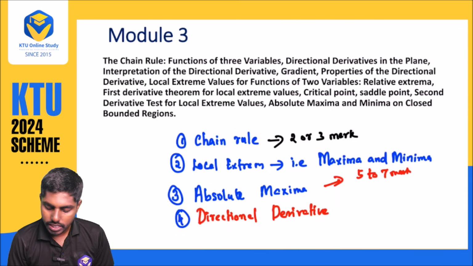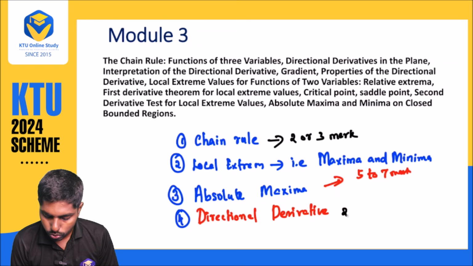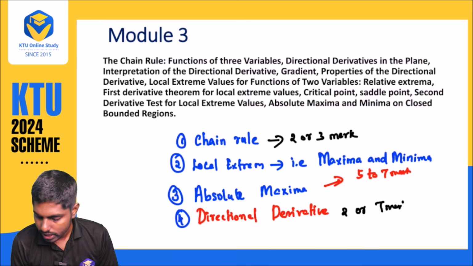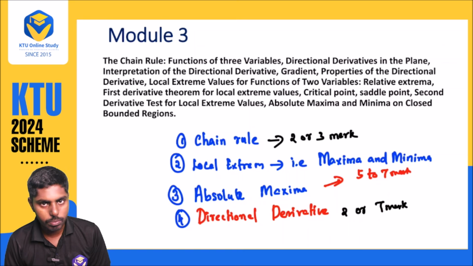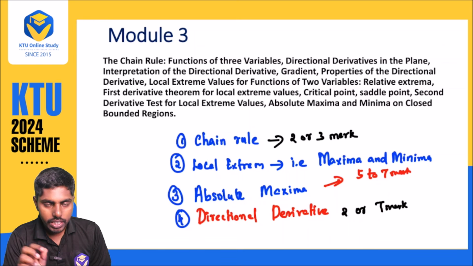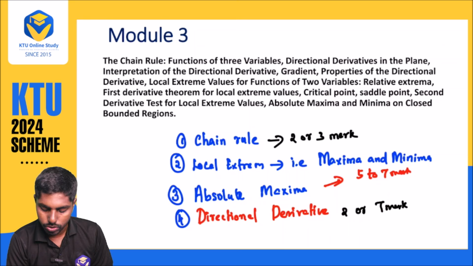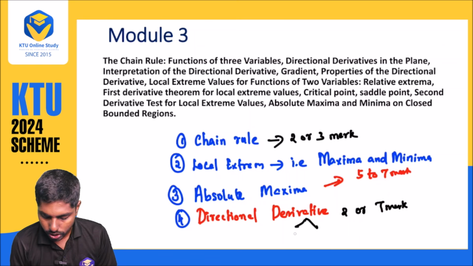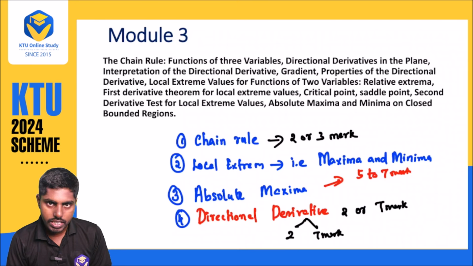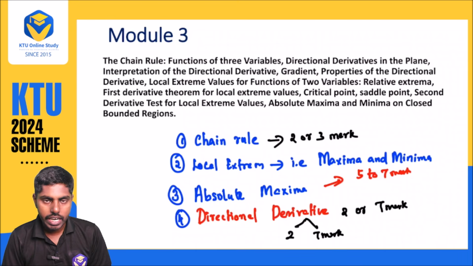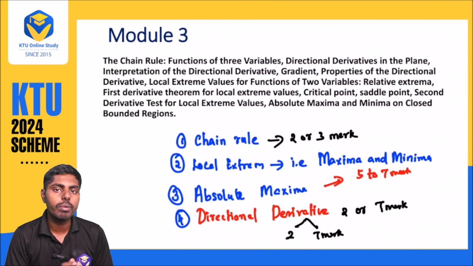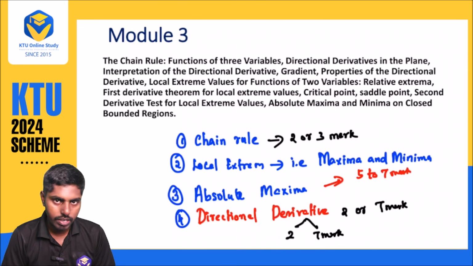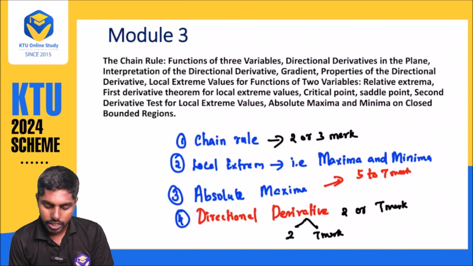Similarly, in directional derivative also, you can expect a 2 mark or 7 mark question. A 7 mark question will compulsorily be there, and at the same time a 2 mark question will also be available. So there are two parts, one is a 2 mark question and one is a 7 mark question. Directional derivatives is a very important topic. When you are studying the directional derivative, you will also study the gradient, because using the gradient formula only you can study the directional derivative. So the entire syllabus is covered under these four topics.